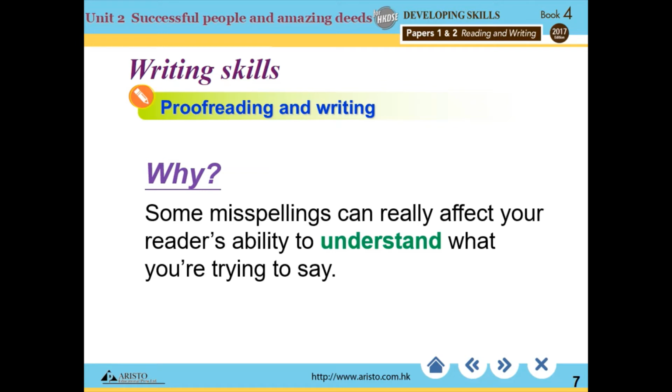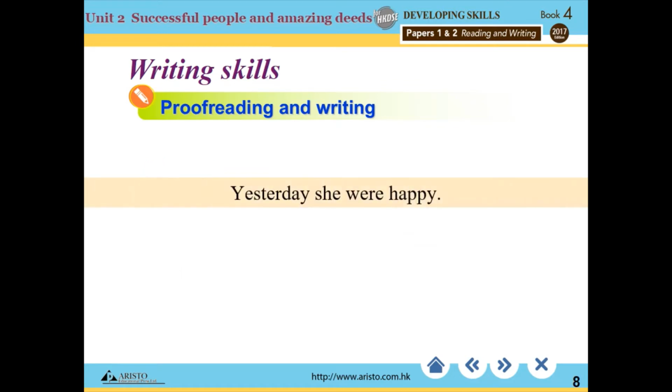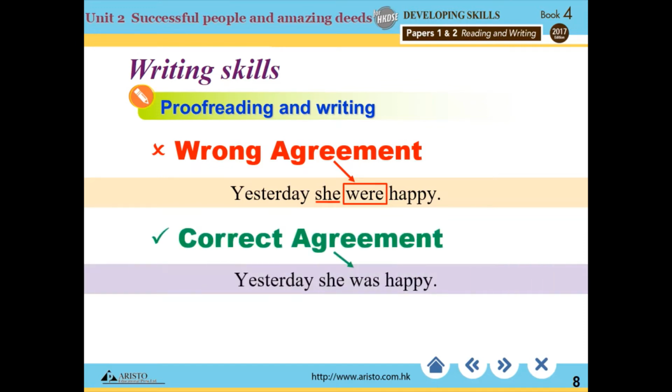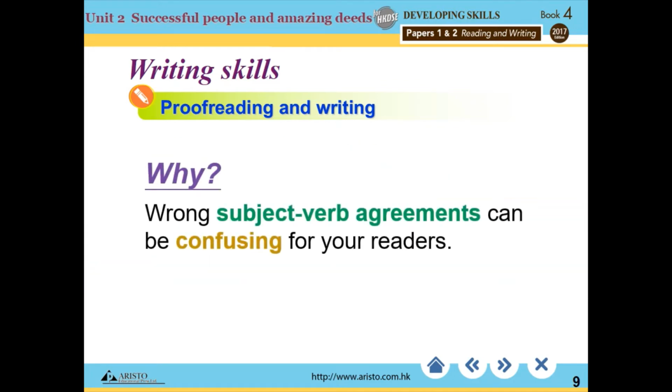How about this sentence? Yesterday she were happy. The subject-verb agreement here is wrong because she is a third-person singular pronoun and were is the form of verb to be used for second-person singular or second and third-person plural. So the correct sentence is, yesterday she was happy. In a complex sentence with multiple subjects, using the wrong subject-verb agreement can be very confusing for your readers.